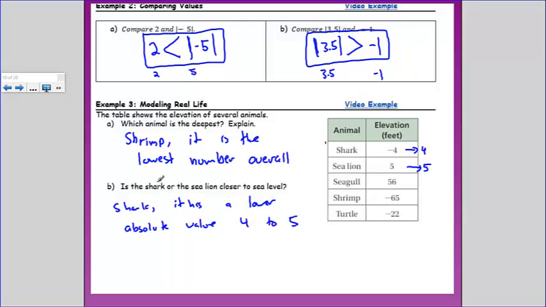So absolute value is something that you can compare to sea level, or anytime you're comparing something to 0 where stuff might be above or below. The lower the absolute value, the closer to 0 it is, depending on your word story.